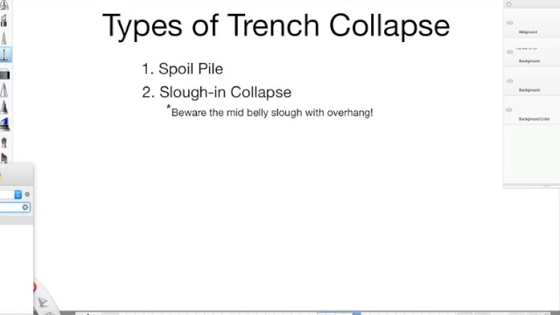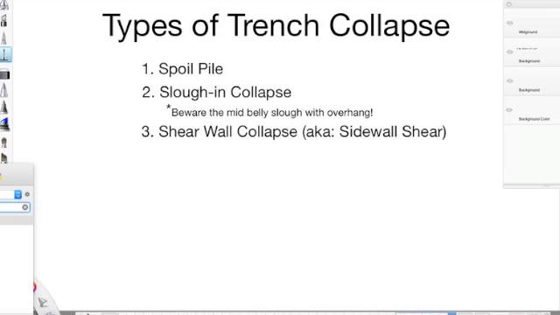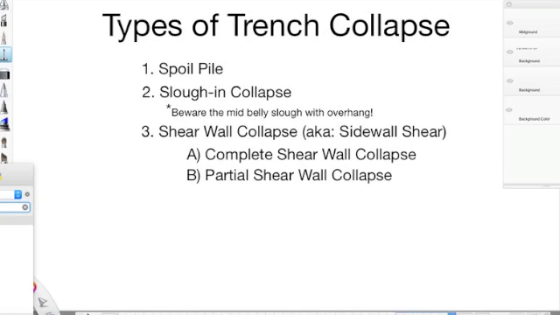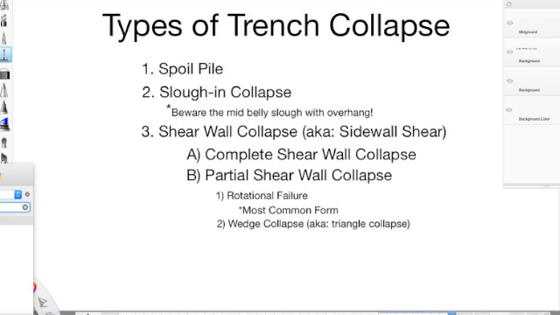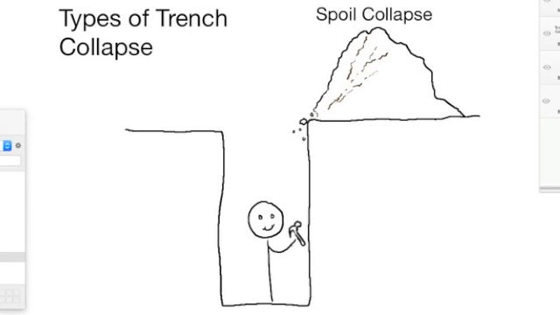All right, so just a little bit of review. Spoil pile collapse, slough in. Beware of that mid-belly sloughing with the overhang. Shear wall collapse, also known as sidewall, with your complete and partials. Rotational failure being the most common. Wedge collapse, lip failure, toe failure. Just be aware of bell-bottom pier conditions. Don't see that a lot, but very dangerous.